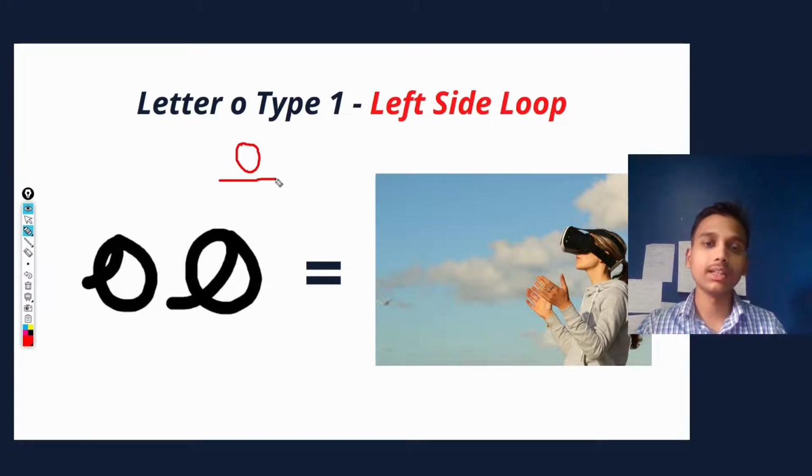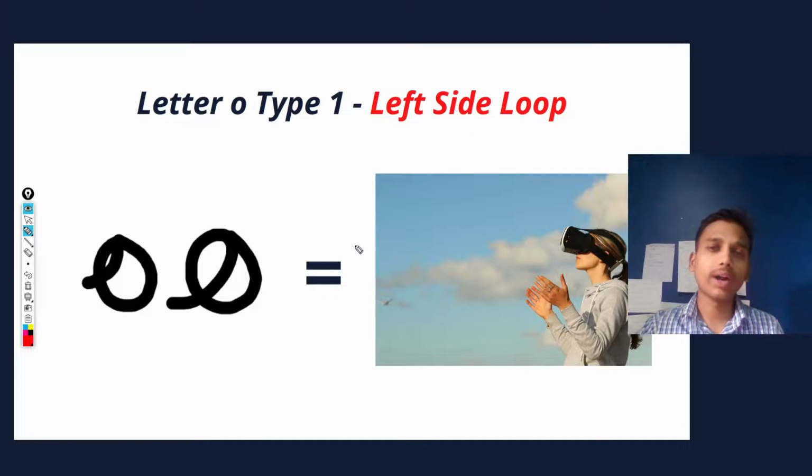So a single O, like this, we can call it. There should be no inside loop in the O. That is the ideal O. So that's all for this video.